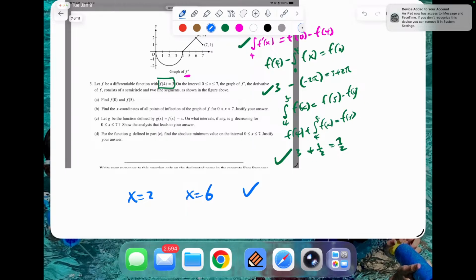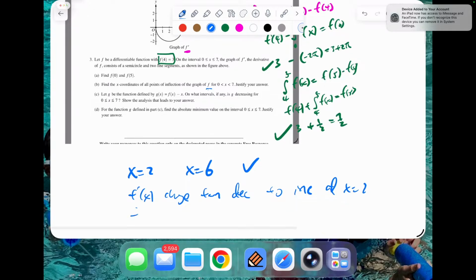So they say the f, right? They say f, but the function is f prime. So you have to say f prime of x changes from decreasing to increasing at x equal to 2. Sorry, decreasing to increasing at x equal to 2. Is that okay? And f prime of x changes from increasing to decreasing at x equal to 6.